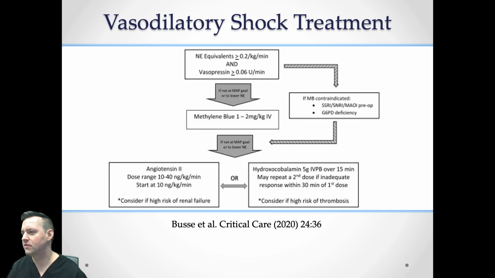Utilization of catecholamines, vasopressin up front, methylene blue. If you can't use methylene blue, why wouldn't you be able to use methylene blue? It's like a step one question. Patients with G6PD deficiency will develop what? Hemolysis, right? So you don't want that to happen. If you have any inclination that you can't use methylene blue, you could jump down to something like angiotensin 2 or hydroxycobalamin, okay? So think about that.